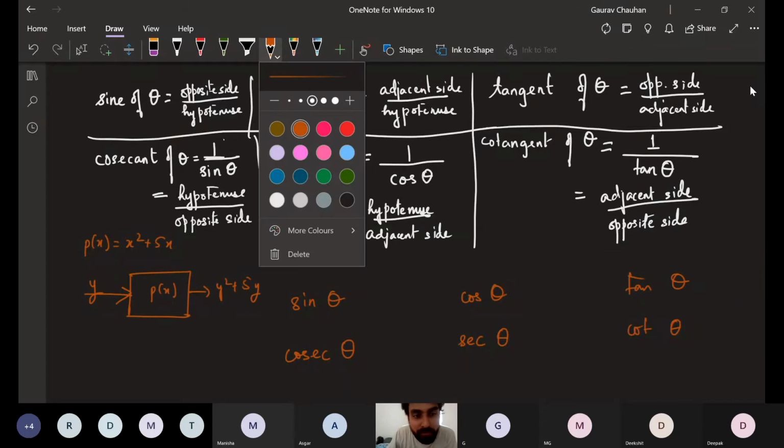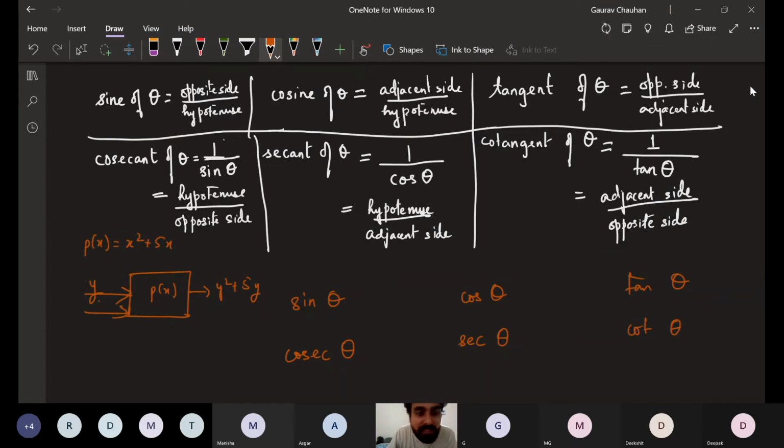If we are putting 3 in this, we will get 3 square, 9, plus 5 into 3, 15. 9 plus 15 is equal to 24. Output will be 18. It was the name of that machine. Are we remembering that? It was not multiplication. Okay, p of x was a name of this. We call this machine a function in maths.